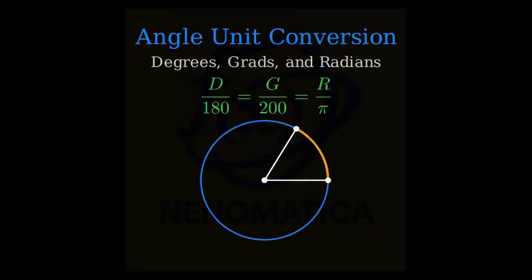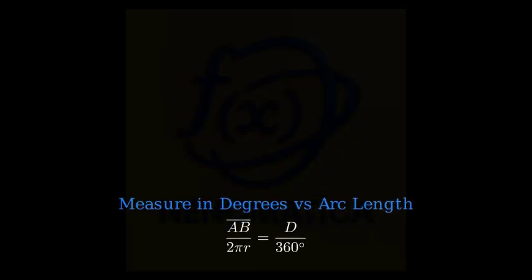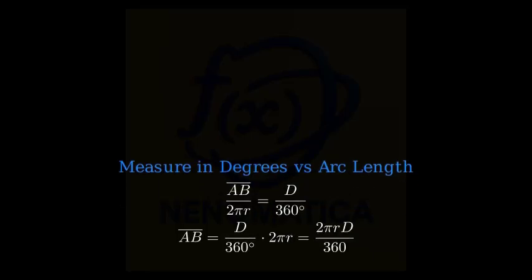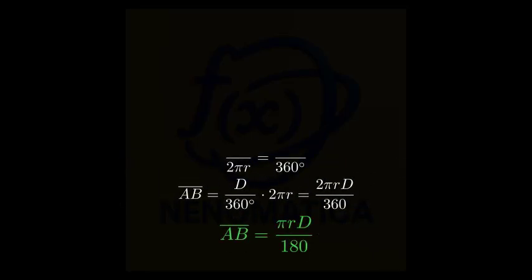Step 1. Relate the angle in degrees to the arc length. A full circle measures 360 degrees, and its circumference is 2 pi r. We write the proportion. Arc length over circumference equals angle over 360 degrees. For an angle d in degrees, arc AB equals 2 pi r times d over 360, which simplifies to pi r d over 180.